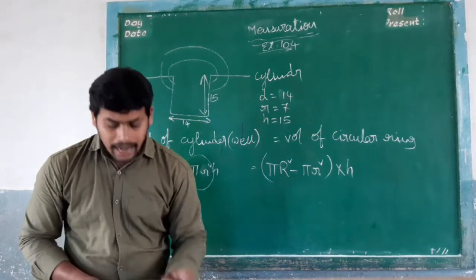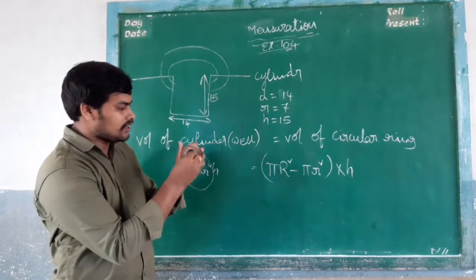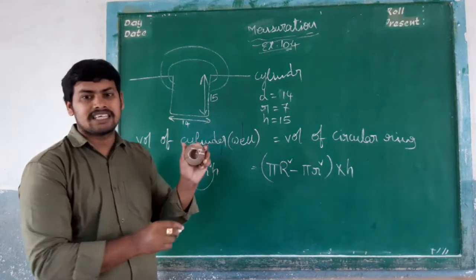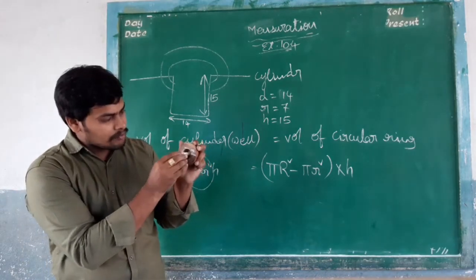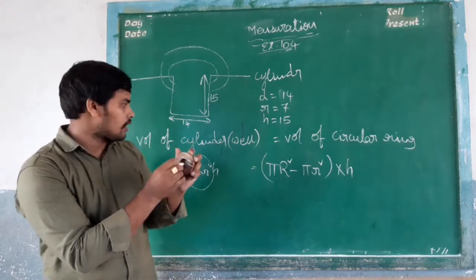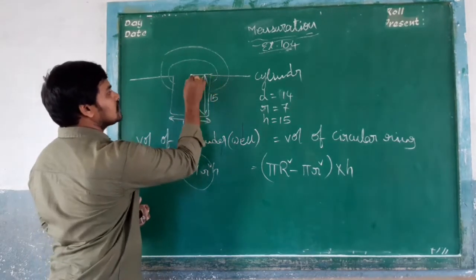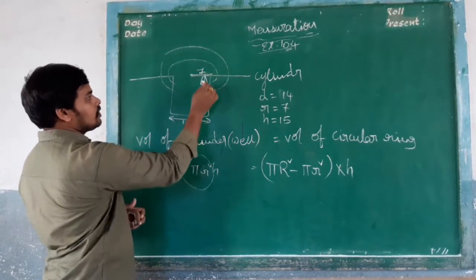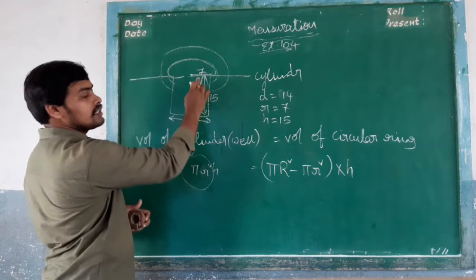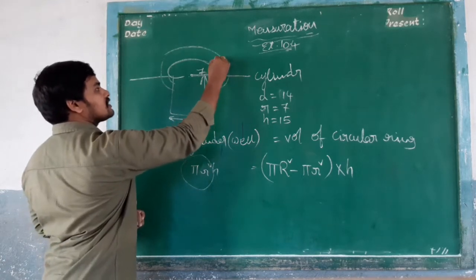Okay. And the width of the circular ring, the width is here. The width is 7. Already from the well it is 7. From this one to this one the radius is 7. So the width of this internal ring is 7.